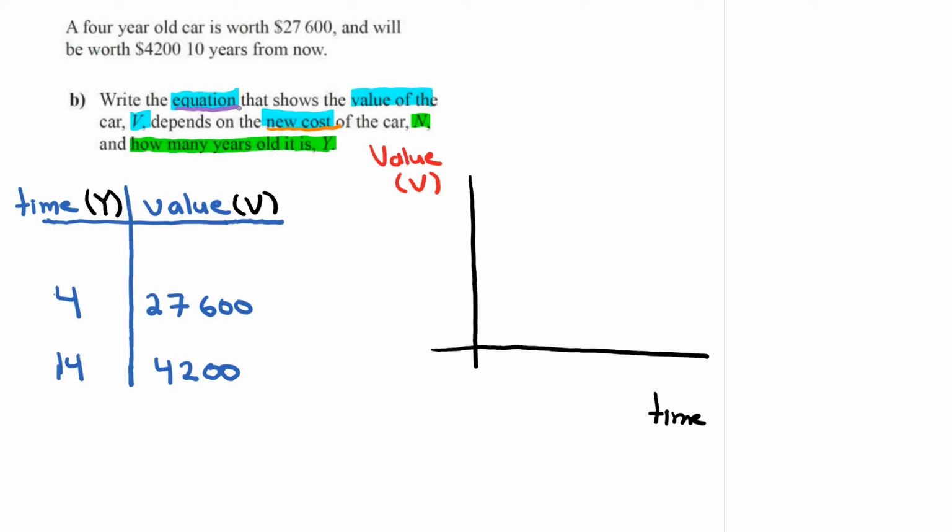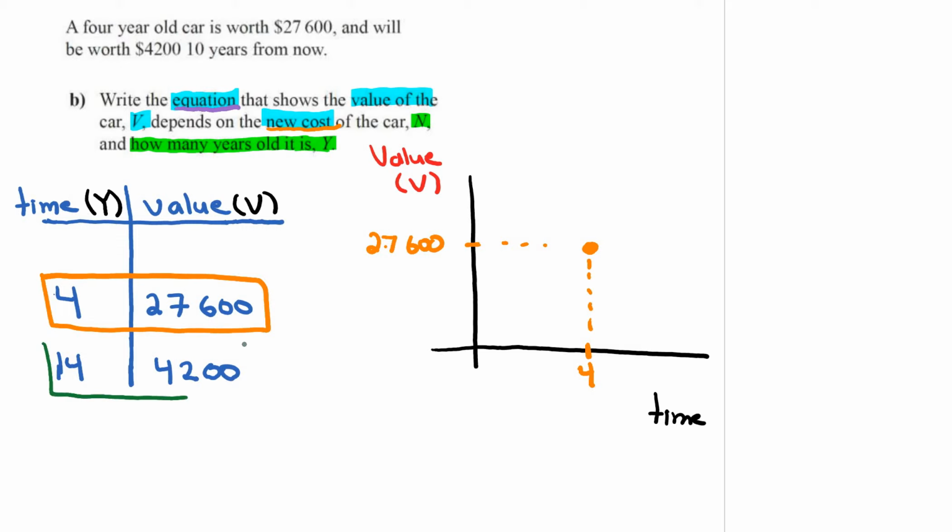Going back to some of the data that was given early on, when we're at 4 years, the value of the car is 27,600, so maybe over here. Then 10 years later, we're at 14 years. At 14 years, roughly, let's put 14 over here to approximate, and the value of the car is about here. The value of the car is now 4,200.